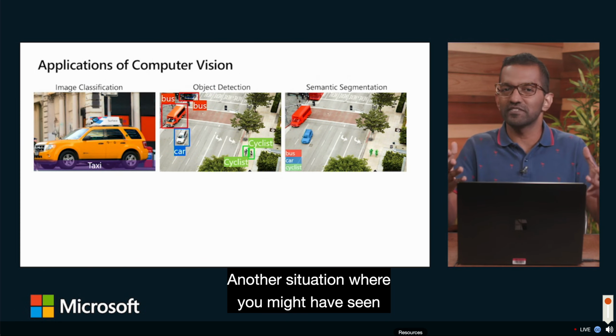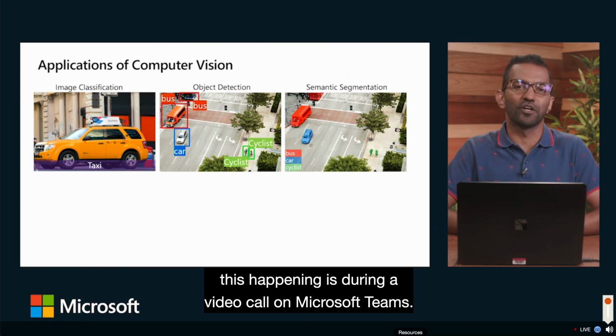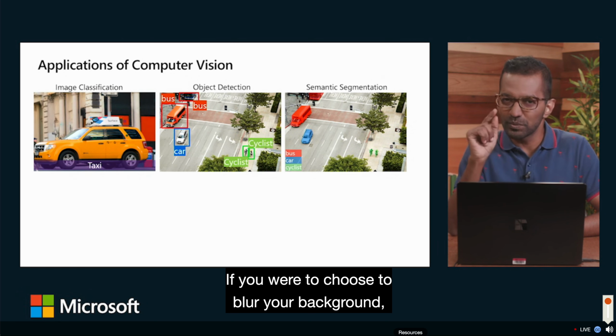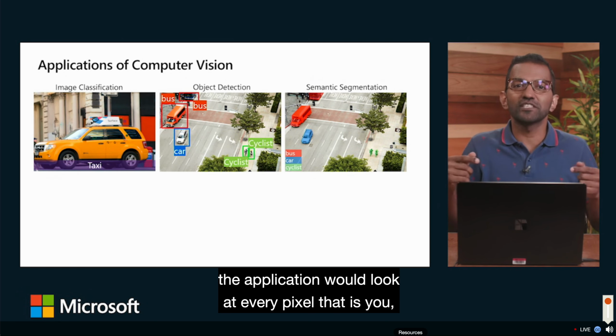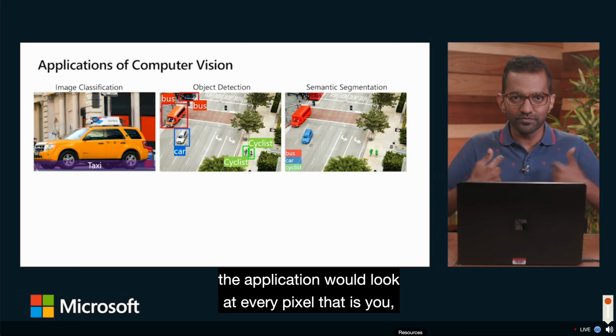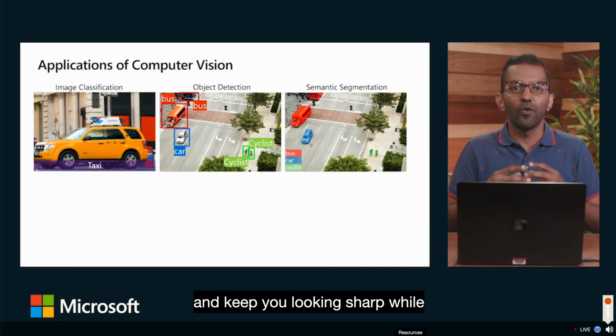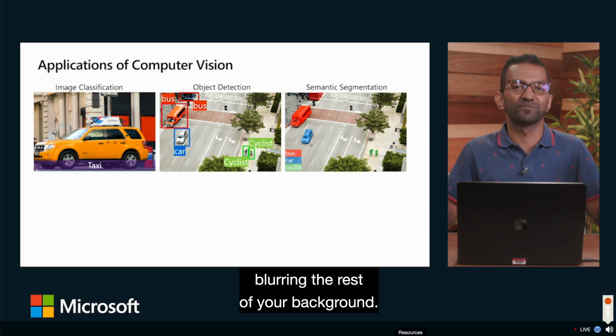Another situation where you might have seen this happening is during a video call on Microsoft Teams. If you were to choose to blur your background, the application would locate every pixel that is you and keep you looking sharp while blurring the rest of your background.